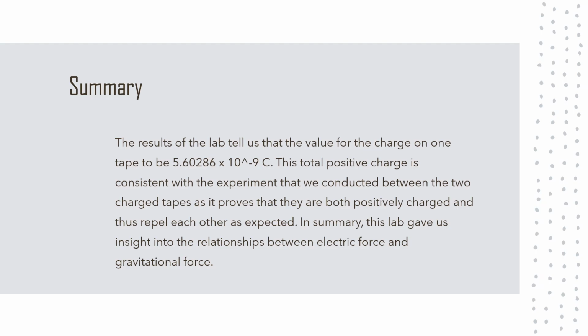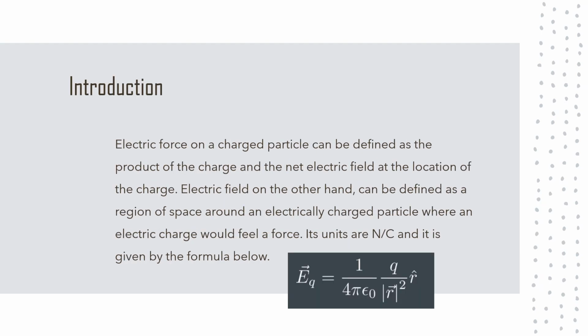In summary, this lab gave us insights into the relationship between electric force and gravitational force. Electric force on a charged particle can be defined as the product of the charge and the net electric field at the location of the charge. Electric field, on the other hand, can be defined as a region of space around an electrically charged particle, where an electric charge will feel a force. Its units are newtons per coulomb and it is given by a formula below.